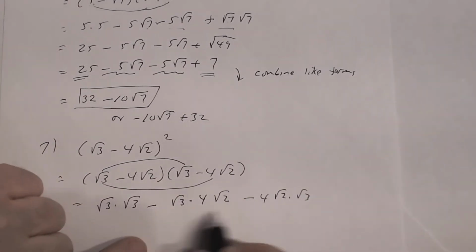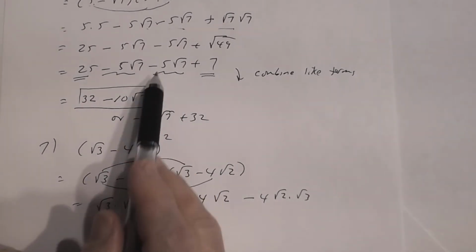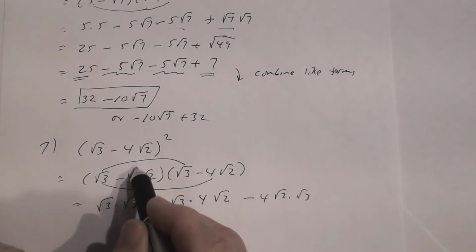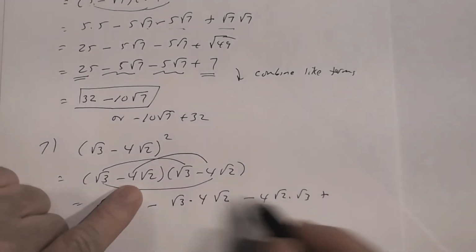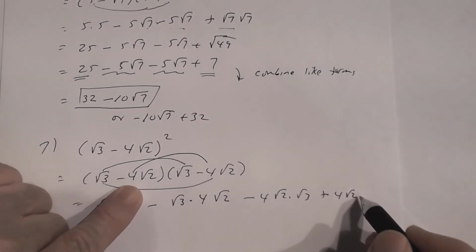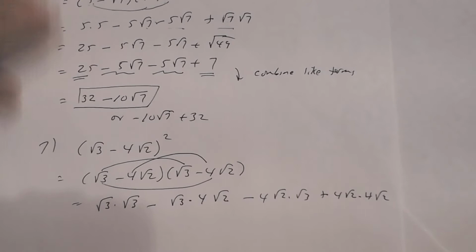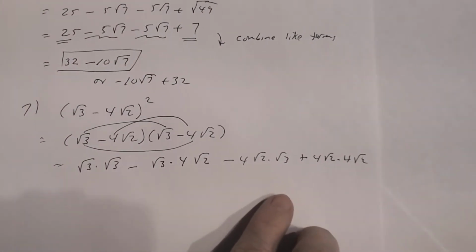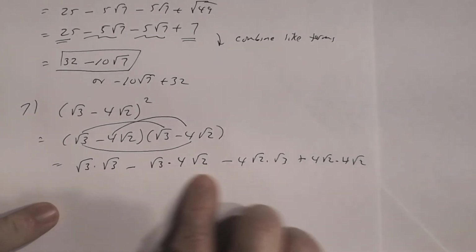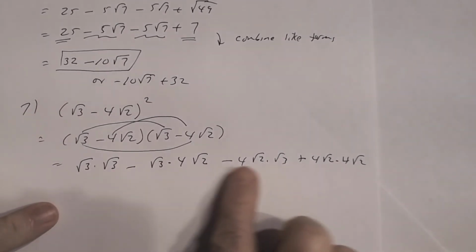Notice that these two are actually the same thing, like it was here. And then the last, a negative times a negative is a positive. And so I have 4 square root of 2 times 4 square root of 2. It kind of looks messy, right? That's why I said earlier, actually write this out. It does help. You can see what you're thinking.